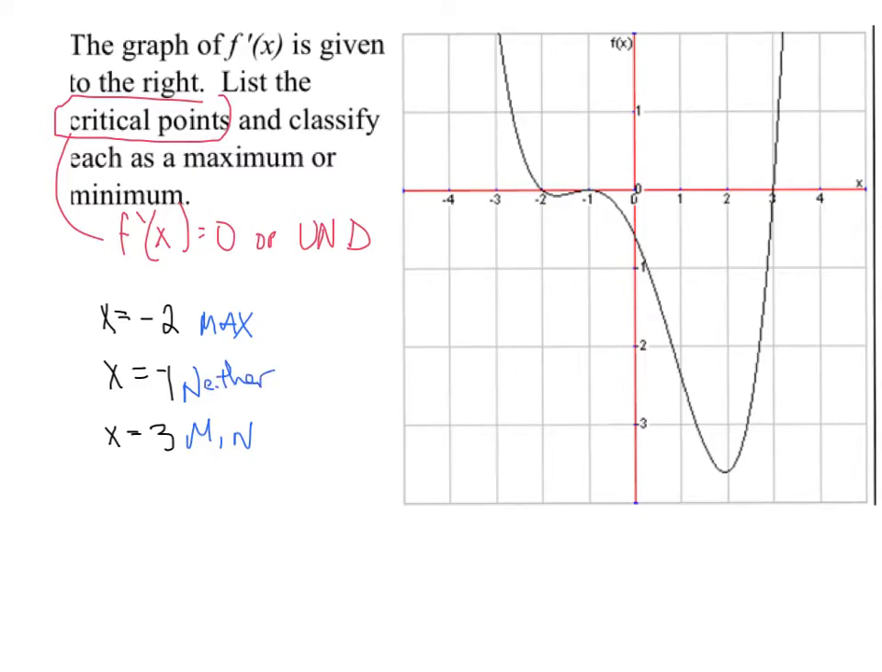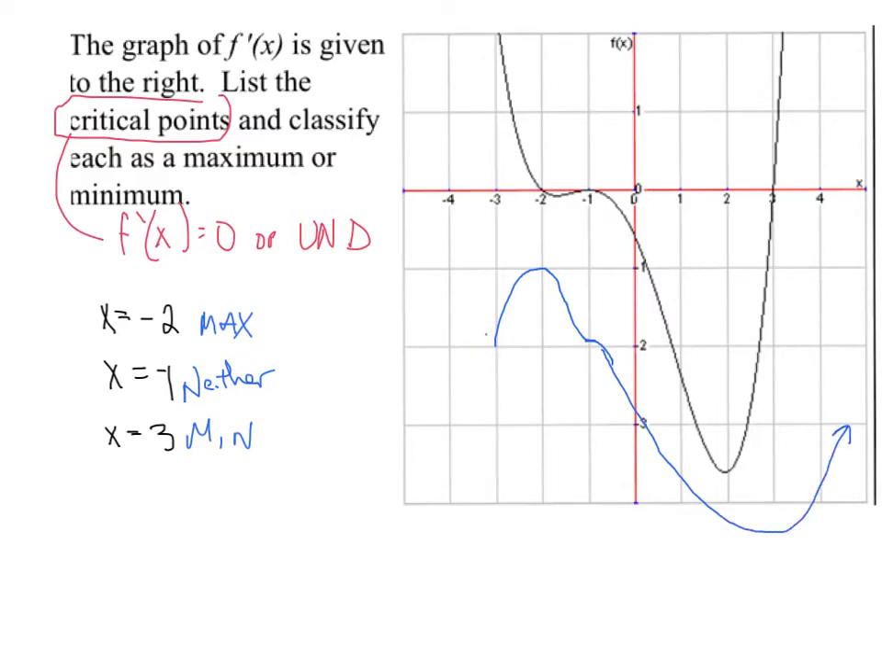Now, I didn't ask you to do this, but I just wanted to highlight, if we were going to graph the original function, we do have quite a bit of information. We know that there's a maximum at -2. We know that despite the fact that there is a horizontal tangent at -1, it's neither a minimum or a maximum. And then we have a minimum at 3.